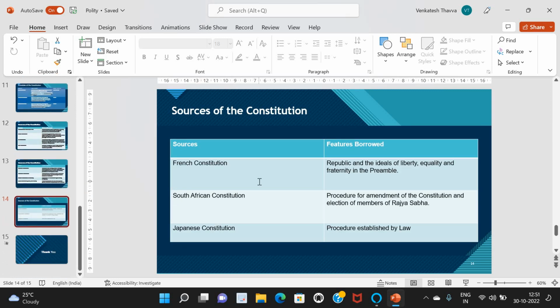Next, coming to French Constitution. From that, we borrowed republic and the ideals of liberty, equality and fraternity in the Preamble. Next, coming to South African Constitution. From this, we borrowed procedure for amendment of the Constitution and election of members of Rajya Sabha. Next, coming to Japanese Constitution. From this, we borrowed procedure established by law. These are the sources of the Constitution.